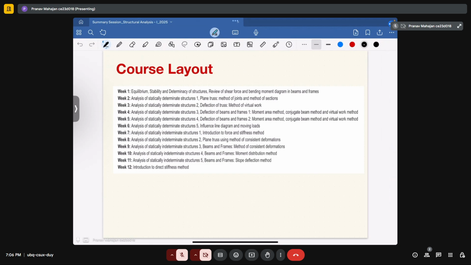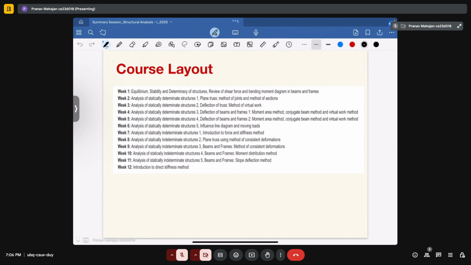So, what are indeterminate structures? Those have degree of static indeterminacy greater than zero. It could be one, two, and many more. So, in that situation, we use analysis of indeterminate structure. For that also, we have different methods available.